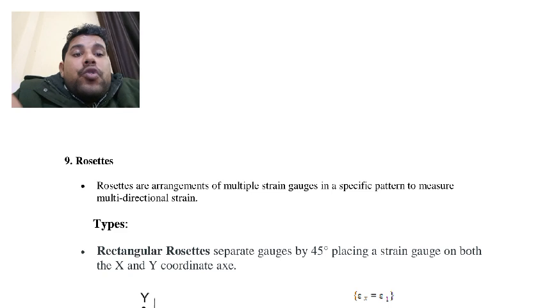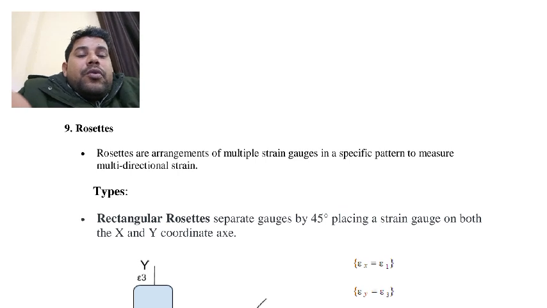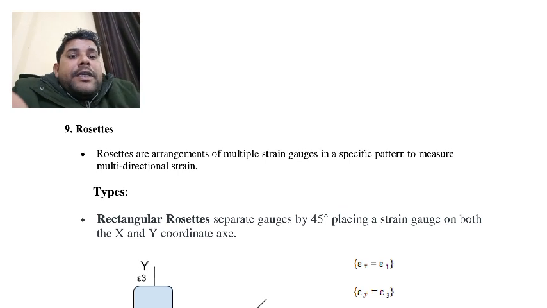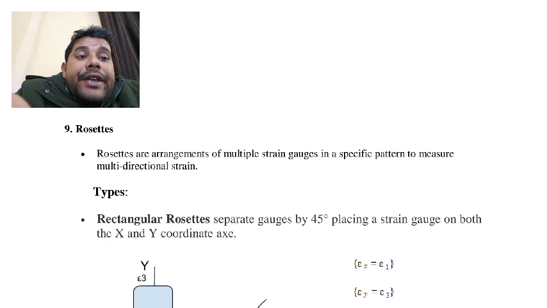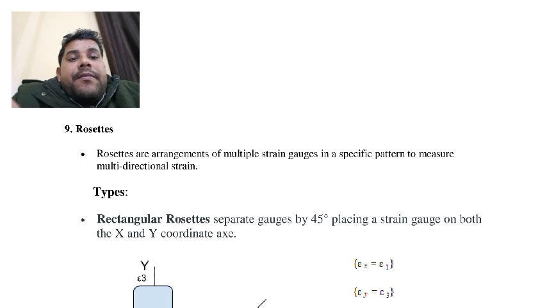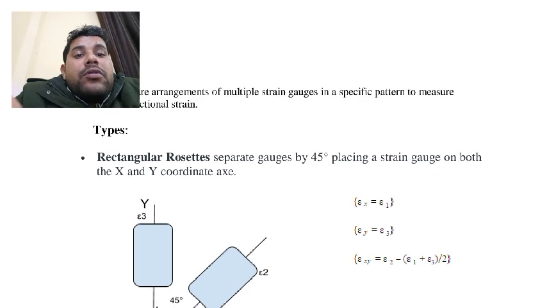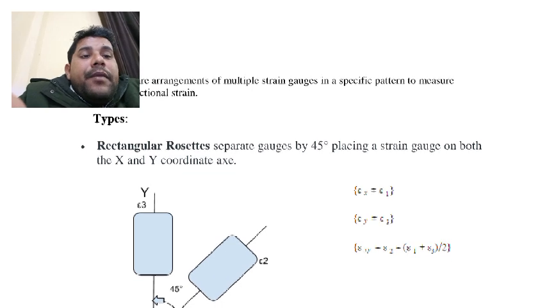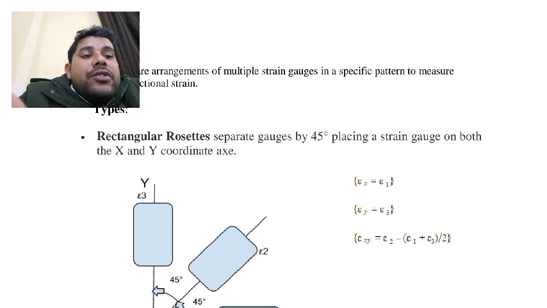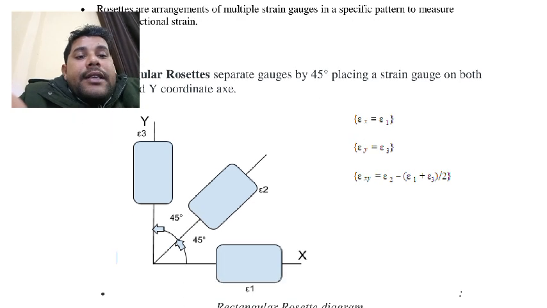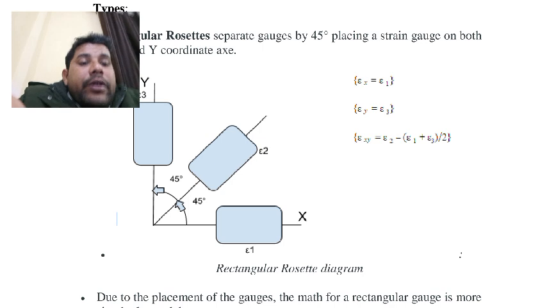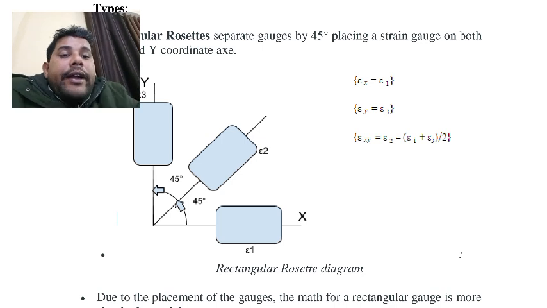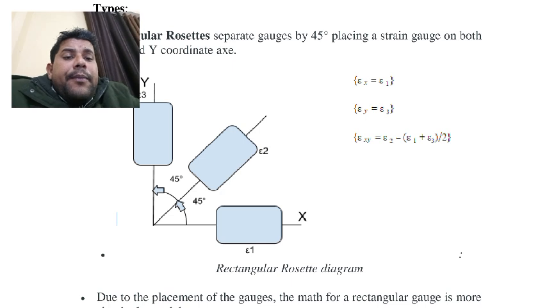And the next topic in our strain gauge is the rosette. What is the rosette? A rosette is an arrangement of multiple strain gauges in a specific pattern, one that measures multi-dimensional strain. The first type is the rectangular rosette. The gauges are separated by 45 degrees, placing strain gauges on both the x and y coordinates. This is the x coordinate, here is the y coordinate, and another we can put at a 45 degree angle.